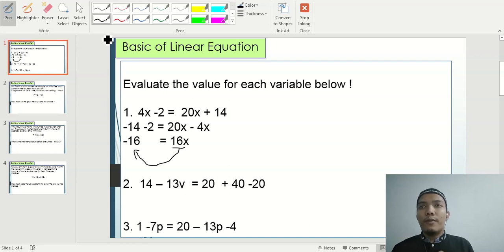Therefore, it will become like this. I'm going to write the equation mathematically here. It will change into like this. Look at this.